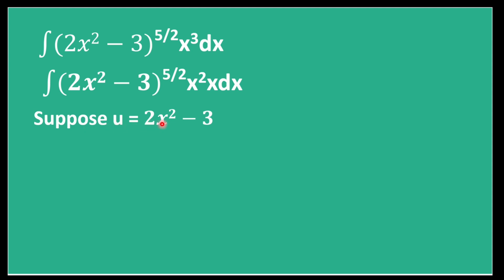So u equals 2x² − 3, and now we also need the value of x². For this purpose we will send this minus 3 to the other side of the equation, so this will become u + 3, and this 2 will go in the division. So overall x² will become (u + 3)/2, like this: x² = (u + 3)/2.